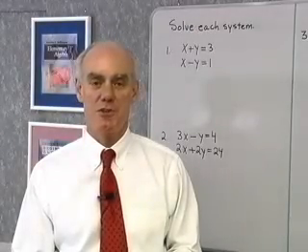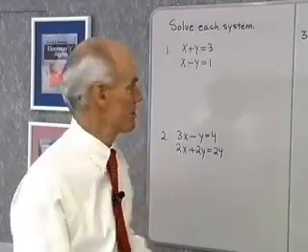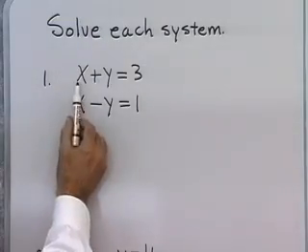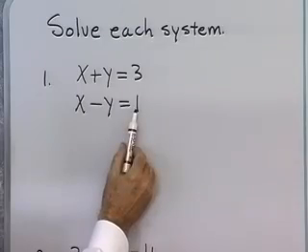We're going to solve systems of equations now by eliminating one of the variables from the pair of equations. My first problem I have right here is solve this system, and I have x plus y is equal to 3, x minus y is equal to 1.